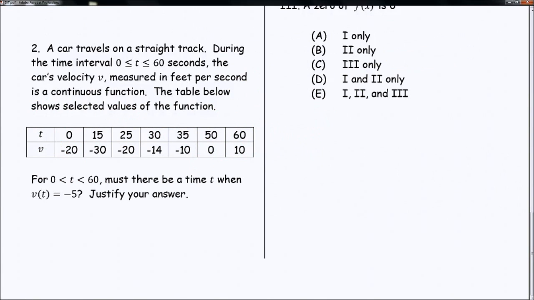Number 2, a car travels on a straight track. During the time interval from 0 to 60 seconds, the car's velocity v is measured in feet per second and is a continuous function. So that's good. So no breaks, no holes, no jumps. The table below shows selected values of the function. So we have t on the top, v on the bottom.